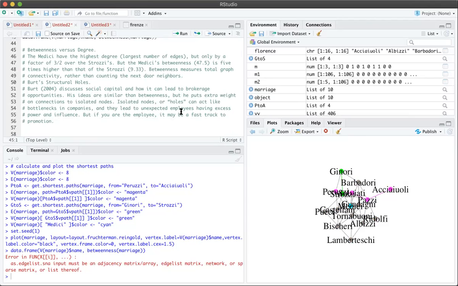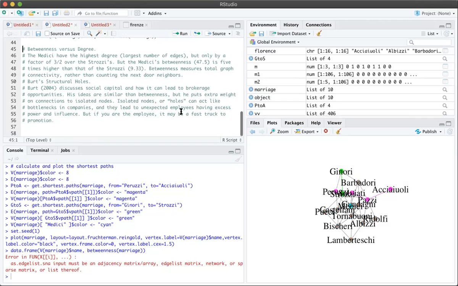Burt's structural holes. Burt, in 2004, discusses social capital and how it can lead to brokerage opportunities. His ideas are similar to betweenness, but he puts extra weight on connections to isolated nodes. Isolated nodes or holes can act like bottlenecks in companies, and they lead to unexpected employees having excess power and influence. But if you are the employee, it may be a fast track to promotion.